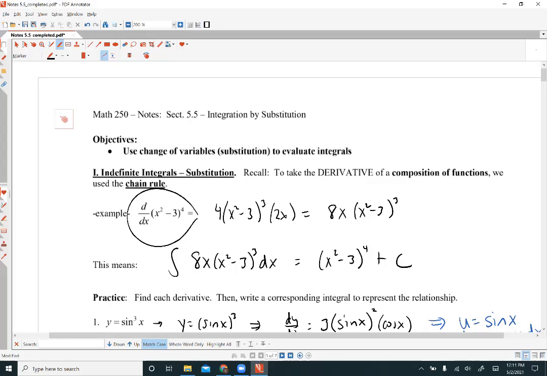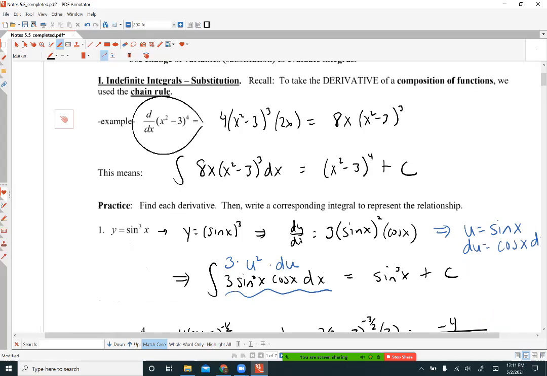Basically, we know that the derivative of x squared minus 3 raised to the fourth is this function right here, 8x times x squared minus 3 raised to the third power. So the antiderivative of 8x times x squared minus 3 raised to the third power is x squared minus 3 raised to the fourth. What we're going to do is learn a methodical way of doing this, so we don't have to expand x squared minus 3 raised to the third power. Because let's say it wasn't to the third power, let's say it's to the fifth, or something that would really take us a lot of time to expand.